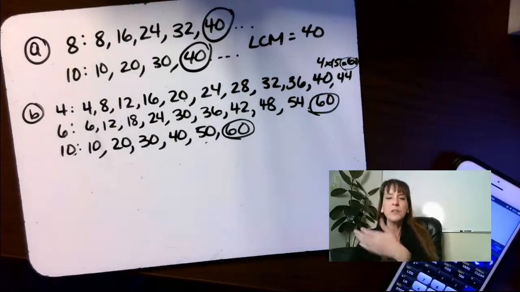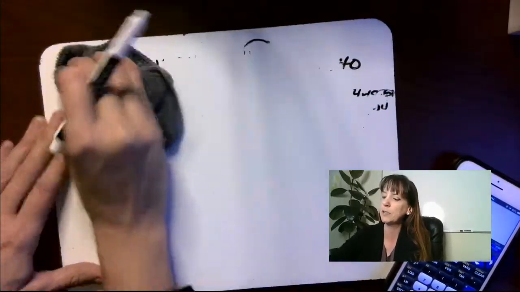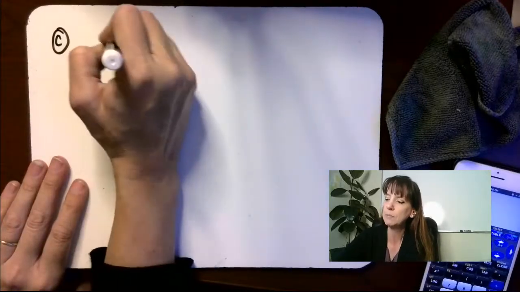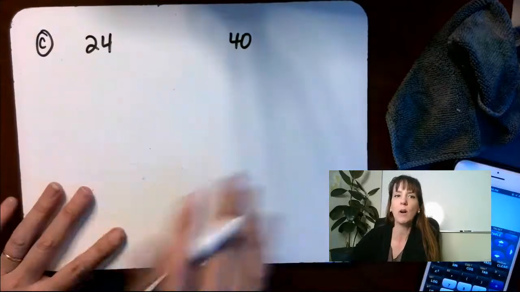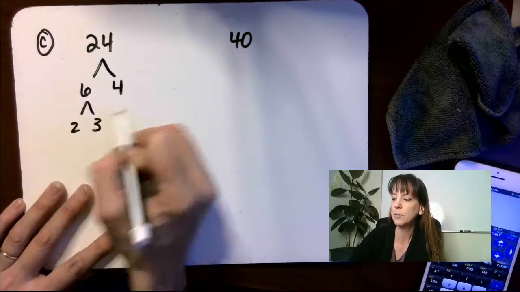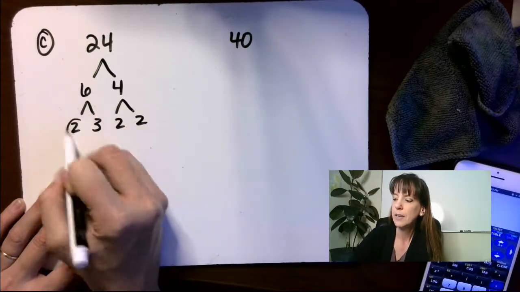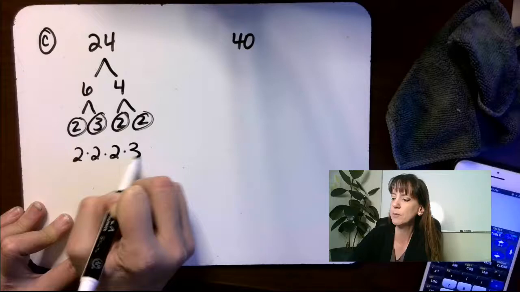Now, another way to do that is, like I showed you earlier, doing your least common multiple with your prime factorization. We could have done the prime factorization of that and that would have helped. But we're going to do that now for C. So we have 24 and 40. 24 is 6 and 4. This is 2 and 3. 2 and 2. These are all prime. So we have 2 times 2 times 2 times 3.